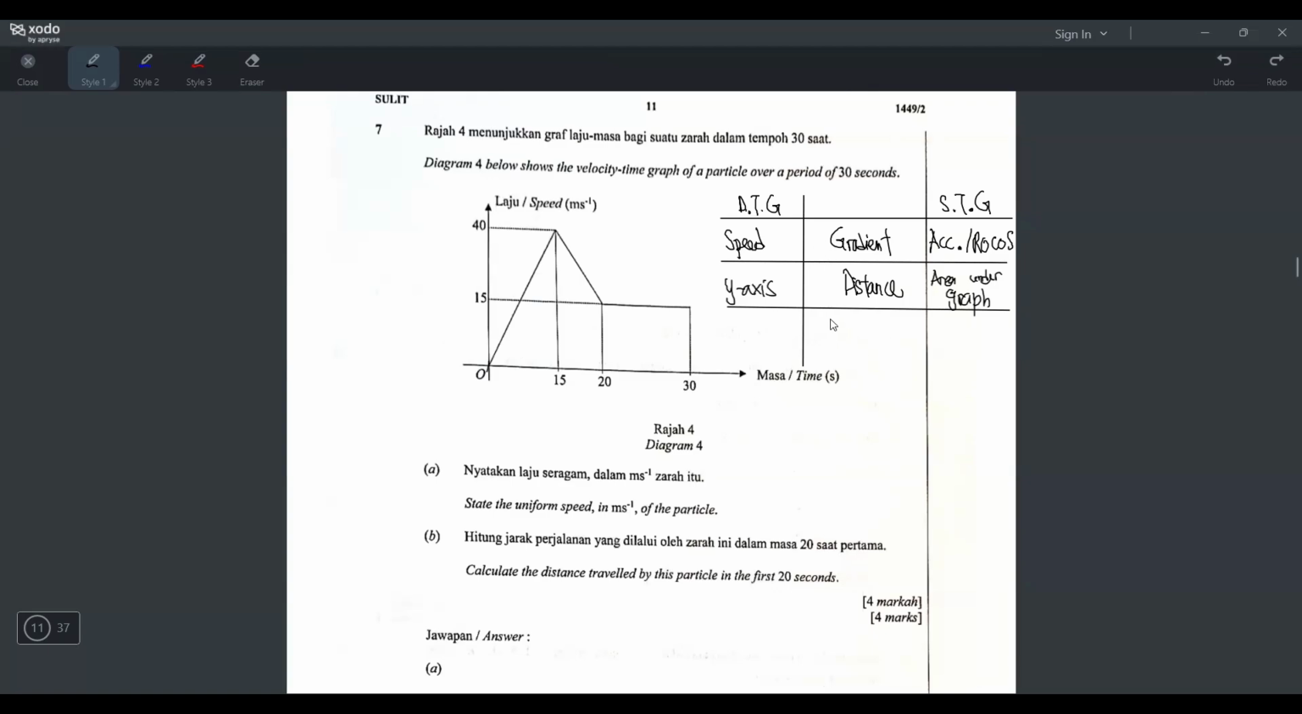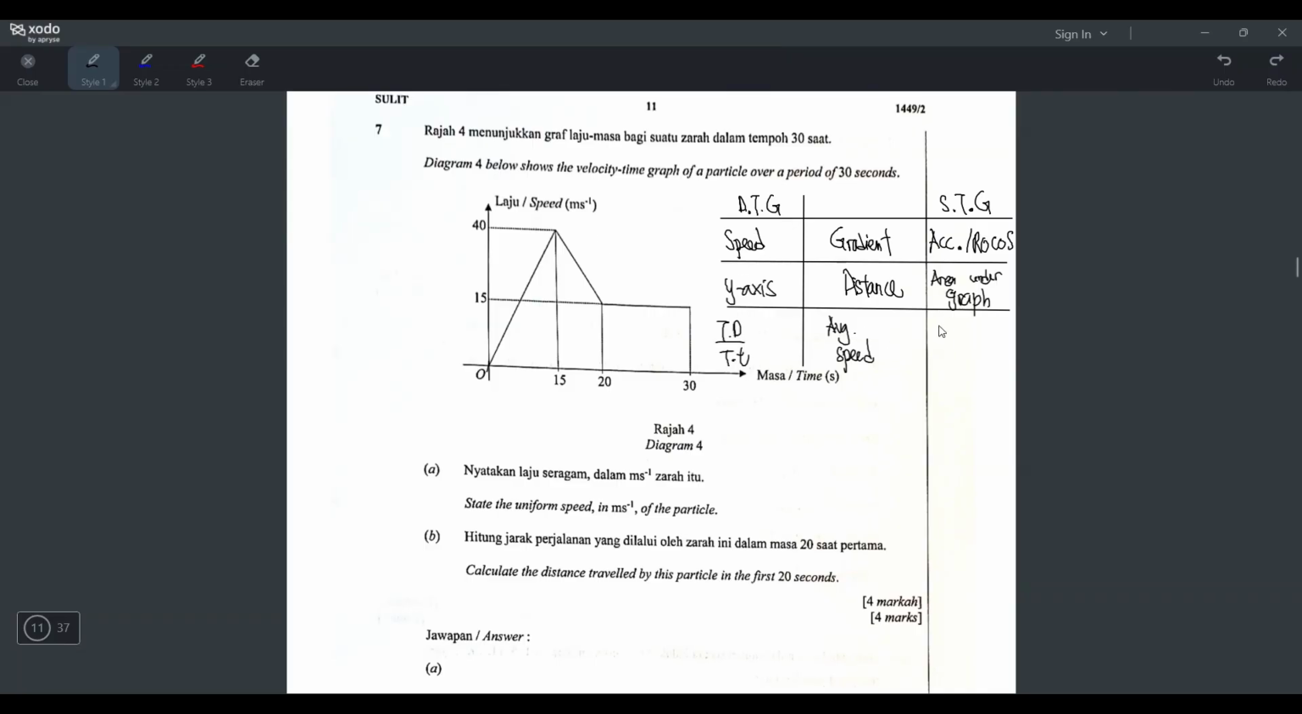Okay, the last part is average speed. In Bahasa Melayu, laju purata. So the formula for average speed is total distance divided by total time. And how to get total distance? You refer to your y-axis, right? Because I told you already, for distance time graph, you just go to your y-axis, then you can get your total distance already. And for the total time, you look at the x-axis. That one is for distance time graph.